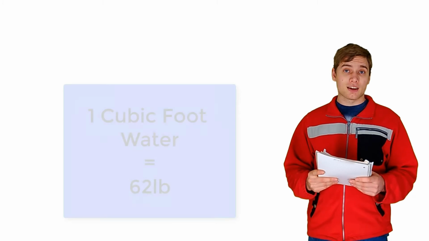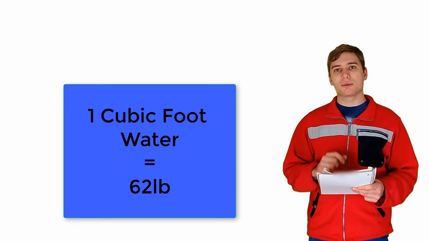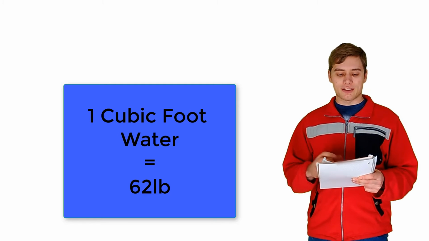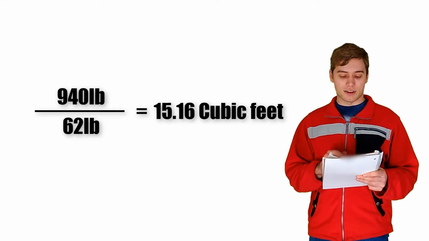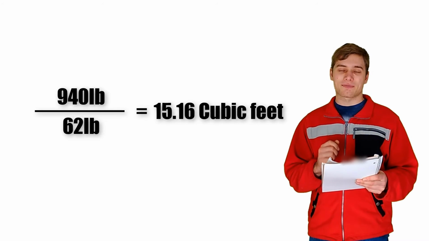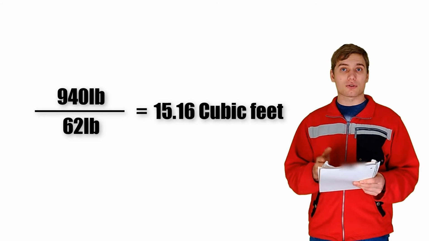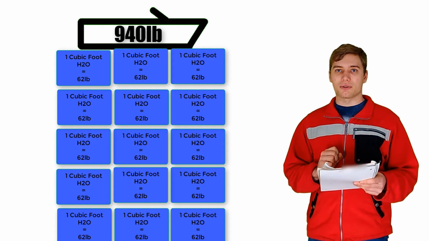Well, if you do a quick search, you'll find out that 1 cubic foot of water weighs 62.43 pounds. Now, I'm going to knock that 0.43 off just to make life simple. So we're going to assume that 1 cubic foot of water weighs 62 pounds. Now that we know that, we can take that number and divide our 940 pounds by 62 pounds to get 15.16 cubic feet. So we know that when our boat is resting on the surface of the water, we'll need to displace or move aside 15.16 cubic feet of water for our boat to float.